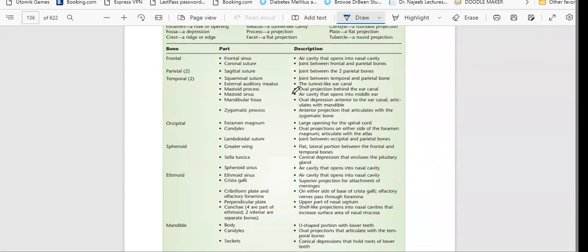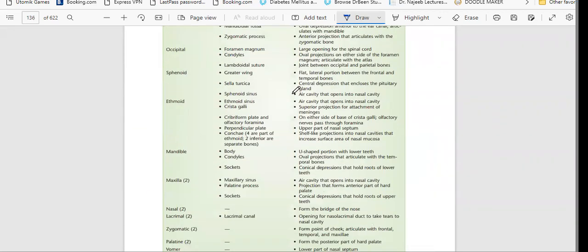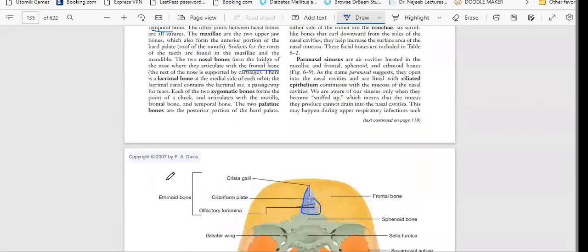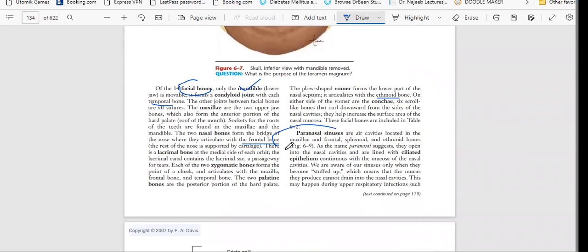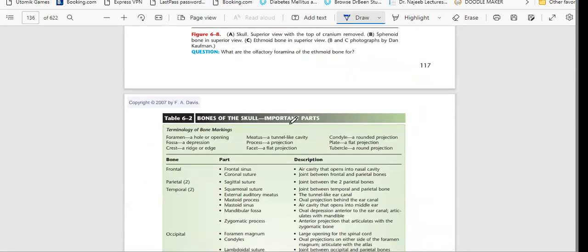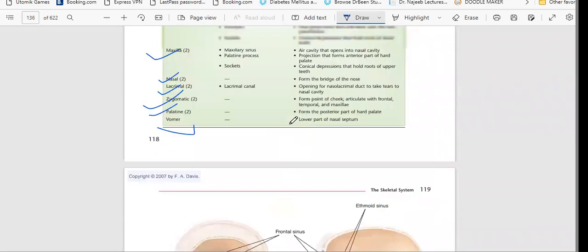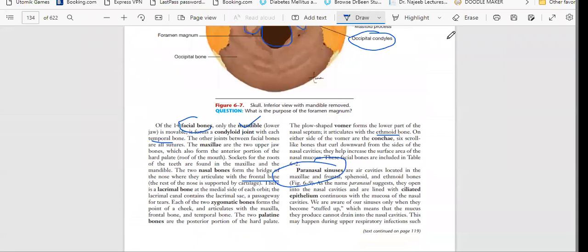So these are the bones of the face: mandible, maxilla, nasal, lacrimal, zygomatic, palatine, vomer. Okay. Then other than this, we have the paranasal sinus. So the paranasal sinus, let's talk about that. Paranasal sinuses are air cavities located in the maxilla, frontal, sphenoid and ethmoid bones.